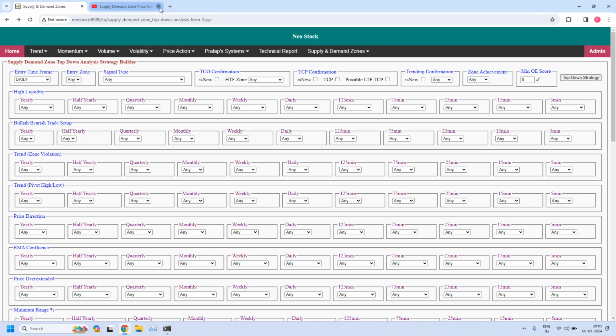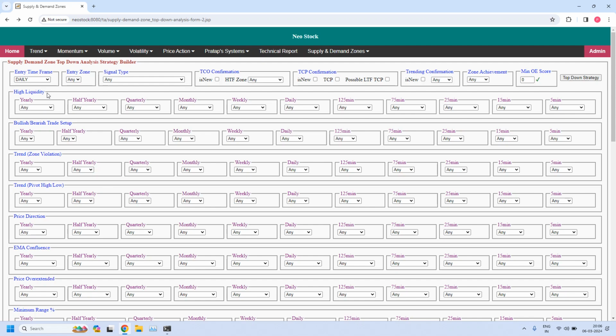Now let's get into report generation with the help of NeoStock software's supply demand zone top-down analysis strategy builder. We are going to generate 4 different reports: bullish trade setup for monthly income trade, bearish trade setup for monthly income trade, again bullish trade setup for weekly income trade, and bearish trade setup for weekly income trade. Out of these 4, first let's start with bullish trade setup for monthly income trade.